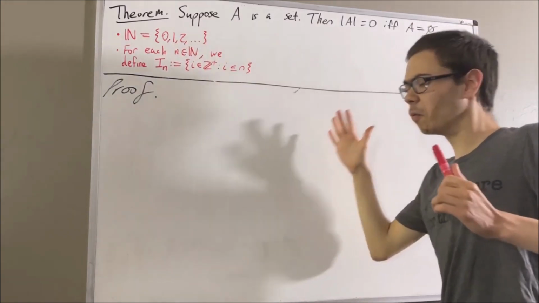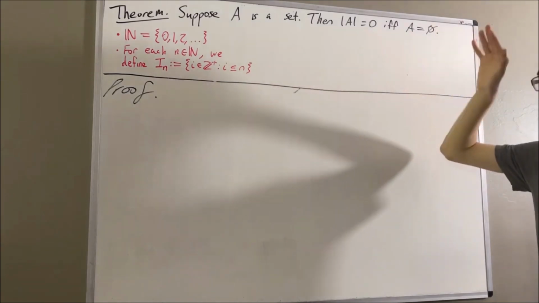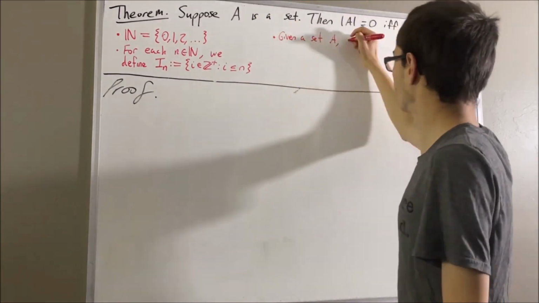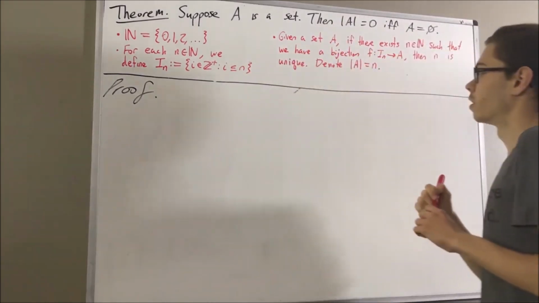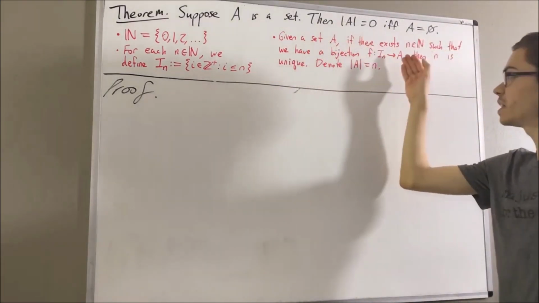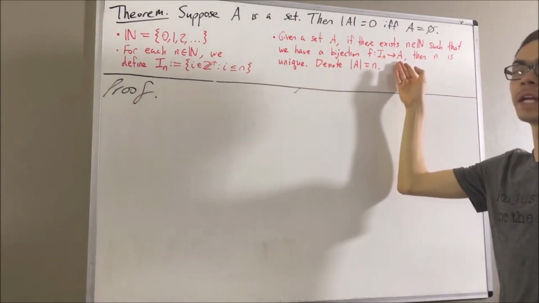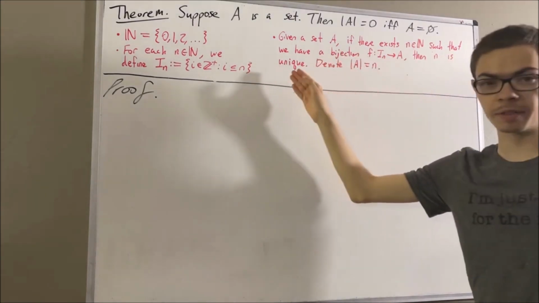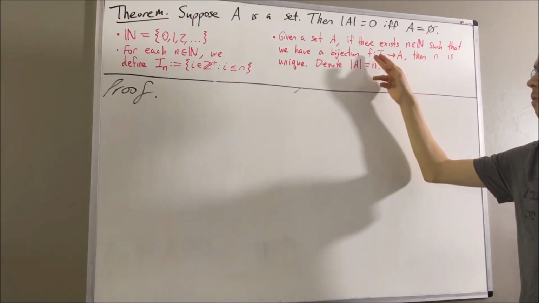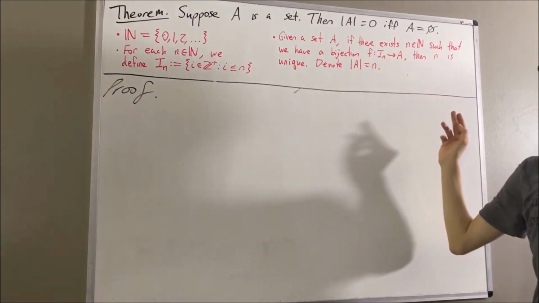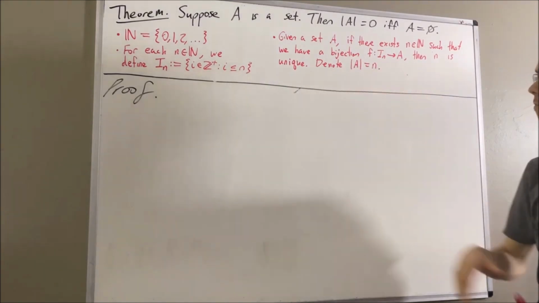Okay, now, what do we mean by number of elements? Well, what we mean is the following. Given a set A, if there exists a natural number n such that we have a bijection from In to A, then n is unique, right? n is the only possible natural number we could have such that we have a bijection from In to A. And so we denote this natural number n as the number of elements in A.